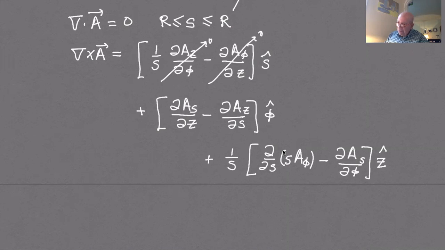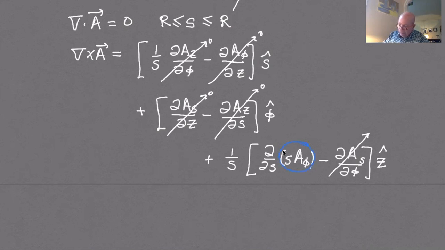All right, so this, for the same reasoning, goes to 0. There's no A_S component. There's no A_Z component. And so we're left with this last term here. Again, there's no phi independent variable in it, nor is there an A_S component. So we're left with just this term.